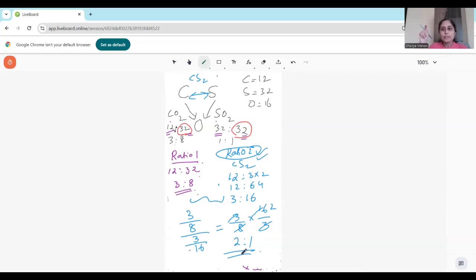Okay, so this we will illustrate with one more example. So you just have to remember in this case, law of reciprocal proportion, there are 3 elements that are involved. Okay, so I'll just share the screen once again.